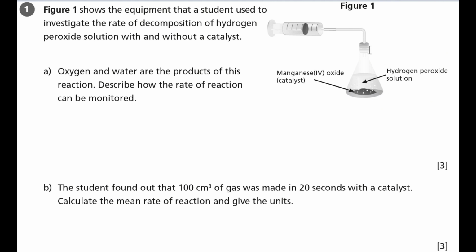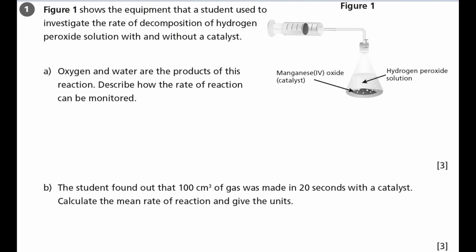We've got a conical flask and we've got the hydrogen peroxide solution in there. That would need to be controlled in terms of its volume and concentration in the container, in order that we can compare between with a catalyst and without a catalyst. In this particular diagram, we can see the catalyst has been added, manganese 4 oxide. Remember, the 4 tells me what charge is on the manganese ion. So this is Mn4+, because the manganese is a metal, so it must be a positive ion, and the number 4 tells me what charge it will be.